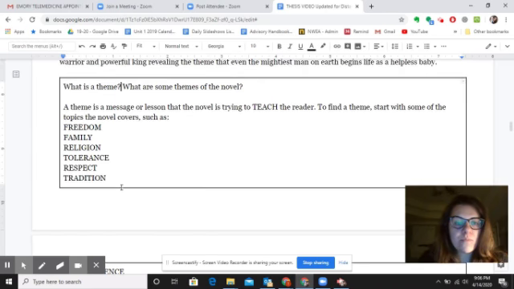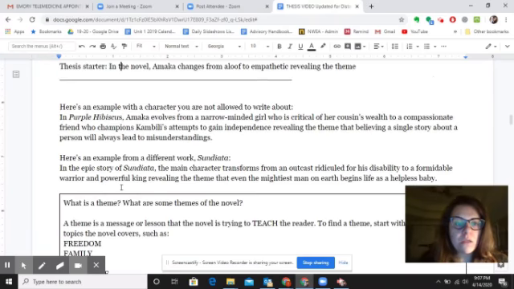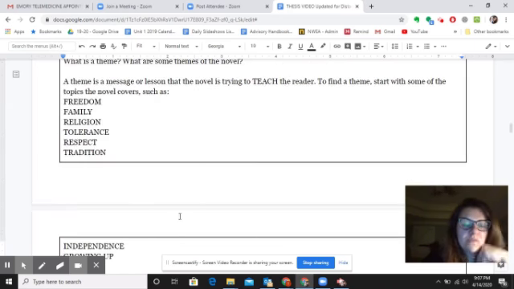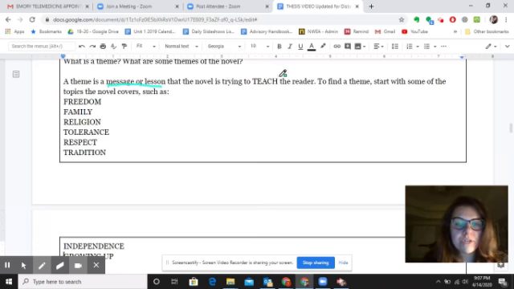So what is a theme? What are some themes of the novel? Basically, what am I going to put in this part right here? What goes here? Okay, so what is a theme? A theme is a message or lesson that the novel is trying to teach the reader. All right, so a message or lesson that the novel is trying to teach the reader.